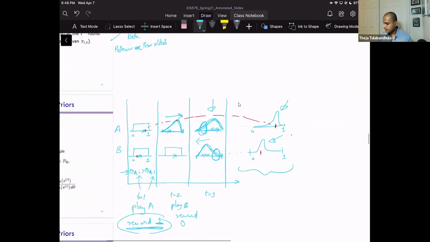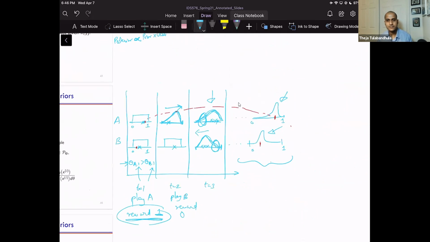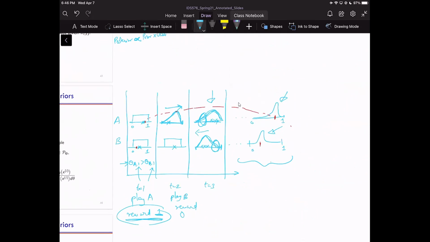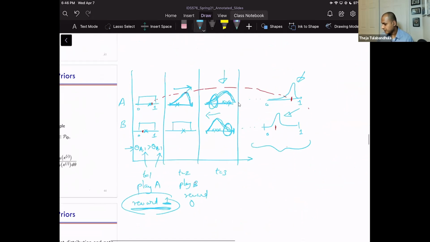Is that diagram clear? Or any questions here? I have a question. Why is the reward in the second time slot 0? I didn't understand this part. Oh, I'm just saying it could be 0, it could be 1.